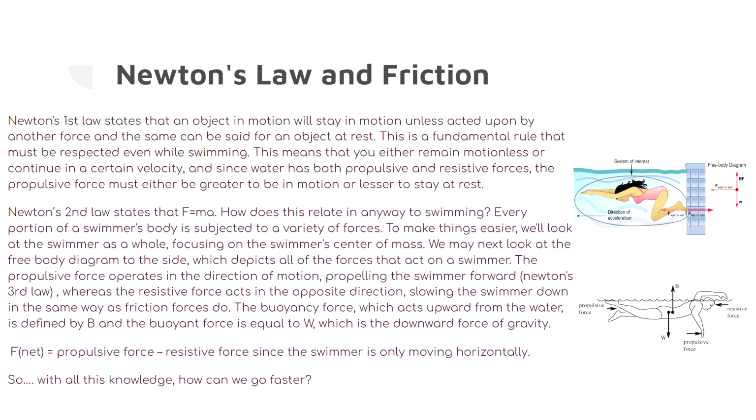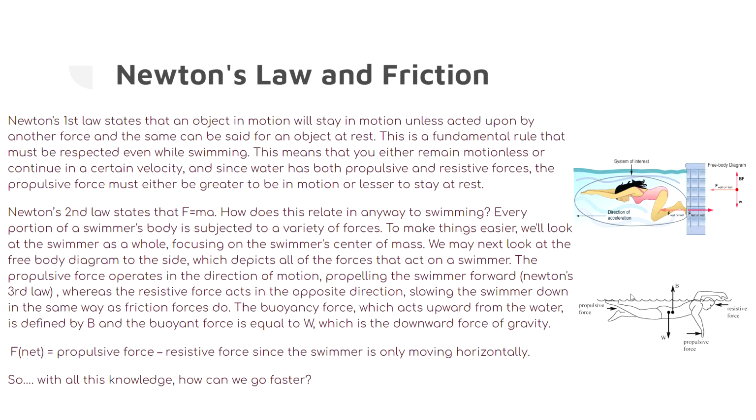Newton's second law states that force equals ma, mass times acceleration. So how does that relate to swimming? Every portion of a swimmer's body is subjected to a variety of forces, and to make things easier, we'll look at the swimmer as a whole, using this free body diagram. It shows all the forces that act upon a swimmer underwater: the propulsive force, the resistive force, the buoyant force, and the gravitational force. Those last two are canceled out. So our equation is F net equals propulsive force minus resistive force, since the swimmer only swims horizontally.